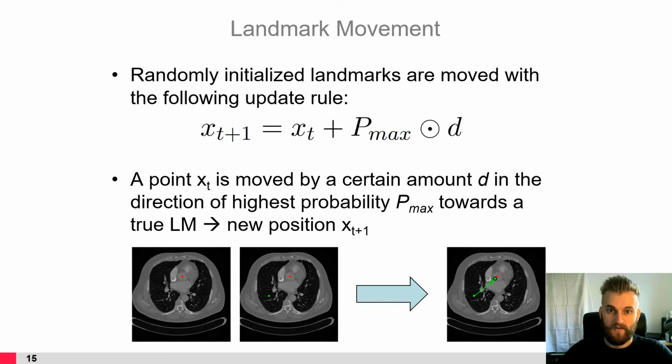Now the movement of a randomly initialized point towards a landmark can be defined by the following equation. Xt defines the position of the point before the movement. Xt plus 1 is the new predicted position closer to a landmark. Pmax defines the highest probability of the classification task, and d defines the movement from the regression task. Simply put, a point xt is moved by a certain amount in the direction of highest probability towards a true landmark, as can be seen in the pictures below.